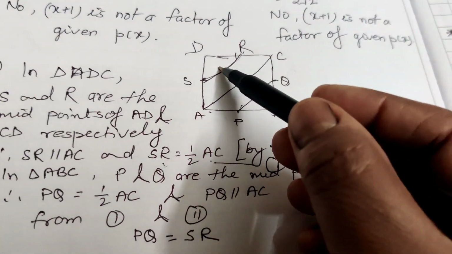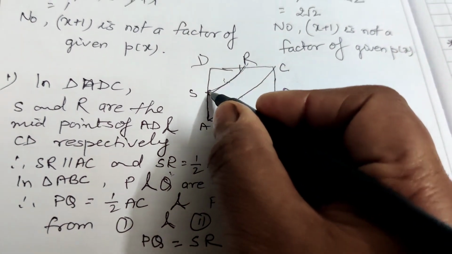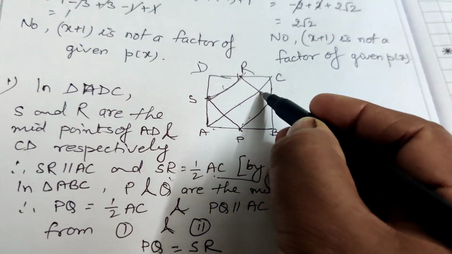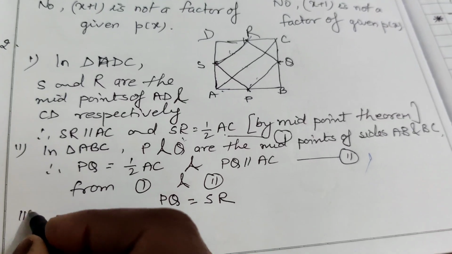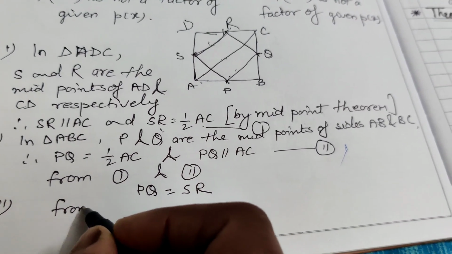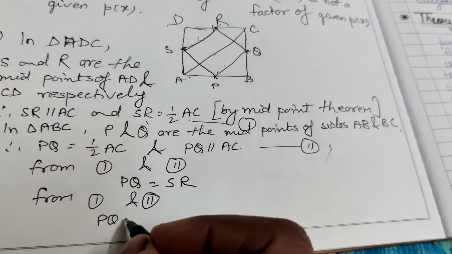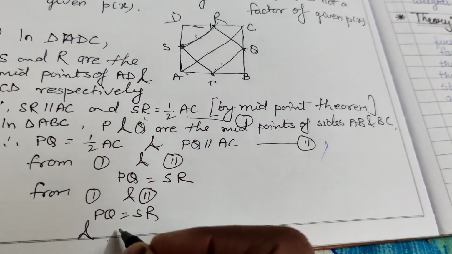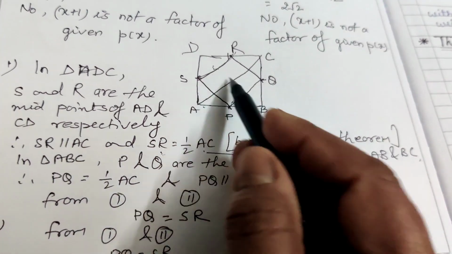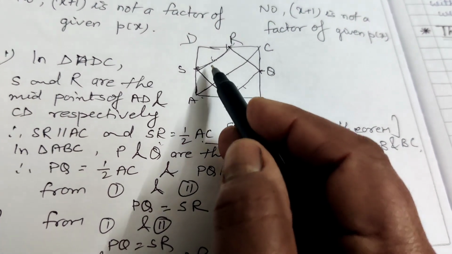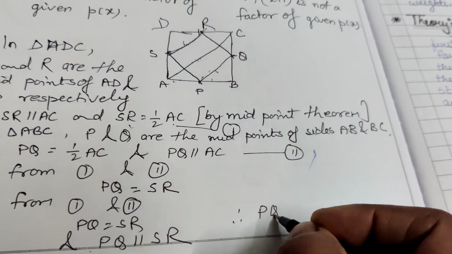SR is equal to half of AC and PQ is also half of AC. Therefore, and the third one, prove that PQRS is a parallelogram. Join PQRS. From 1 and 2, PQ equal to SR and PQ parallel to SR, because PQ is parallel to AC and SR is also parallel to AC. Therefore PQ parallel to SR. Therefore PQRS is a parallelogram.